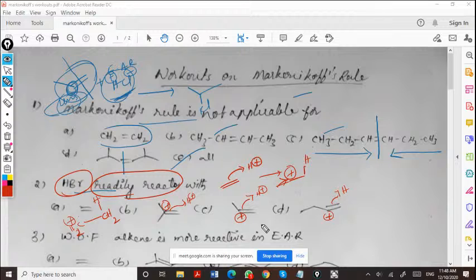Now tell me, which is the most stable carbocation? This one. So option B is giving the tertiary carbocation. This is secondary. This is secondary. This is primary. So tertiary is the more stable carbocation, so the reaction will drive towards the tertiary carbocation fast. So reactivity will be high. Okay, this is the answer.